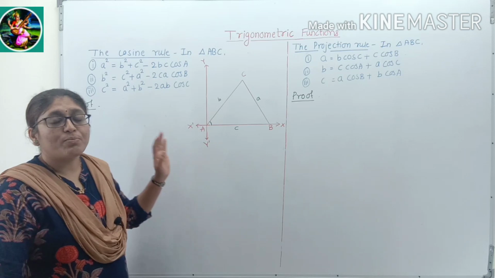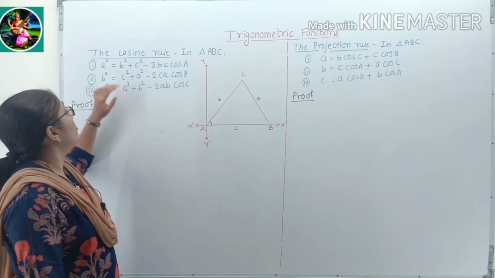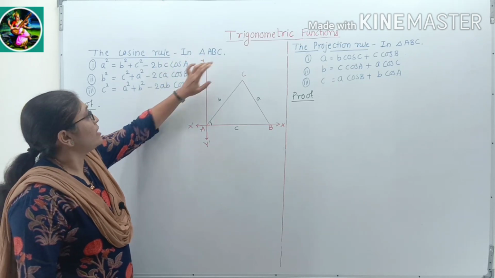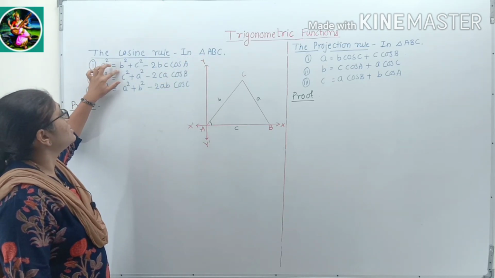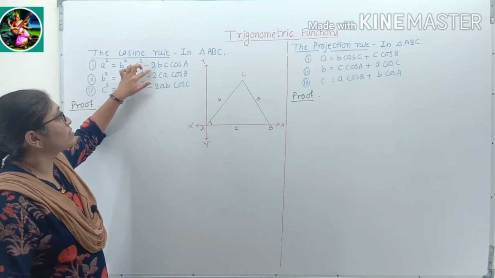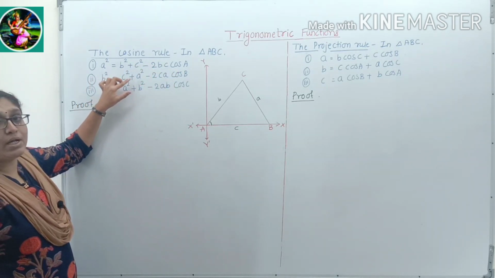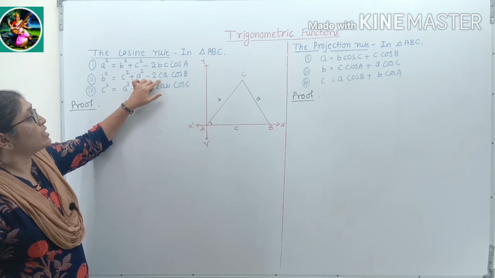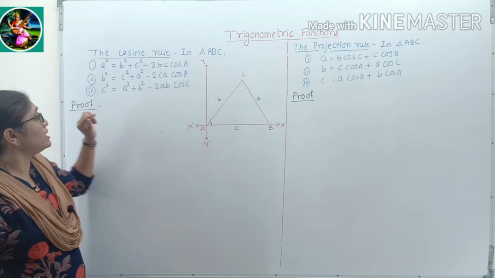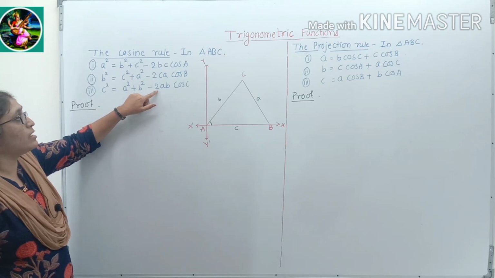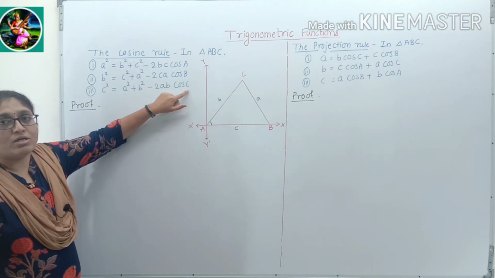The solution of triangle contains a new point, the cosine rule. In triangle ABC, a square is equal to b square plus c square minus 2bc cos A, b square is equal to c square plus a square minus 2ca cos B, and c square is equal to a square plus b square minus 2ab cos C.